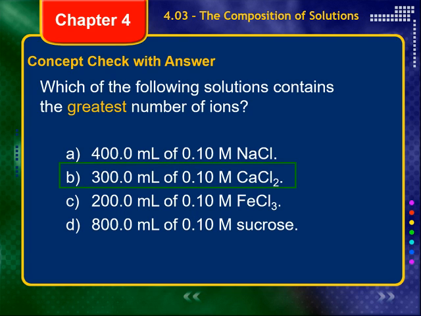All right, it's actually B. A contains 0.08 moles of ions. C contains 0.08 moles of ions. And D doesn't end up making any ions because it's sucrose. That's table sugar. No ions, 0. But B actually ends up having 0.09 moles of ions.